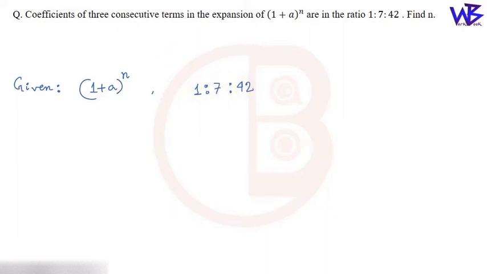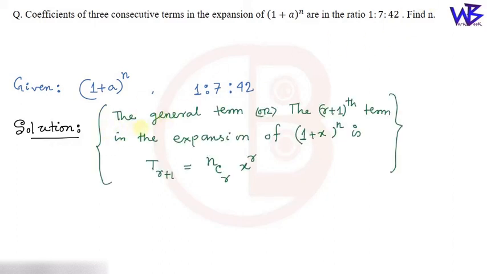Let's solve this. For the solution we will take the help of the binomial theorem. As per the binomial theorem, the general term, or the (r+1)th term, in the expansion of (1 + x)^n is T(r+1) = nCr x^r.